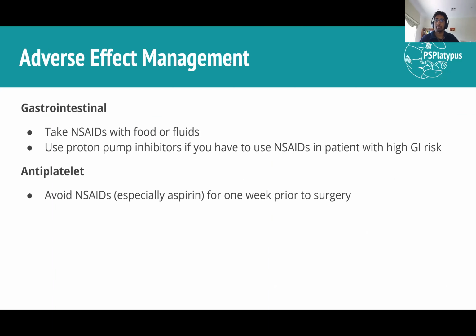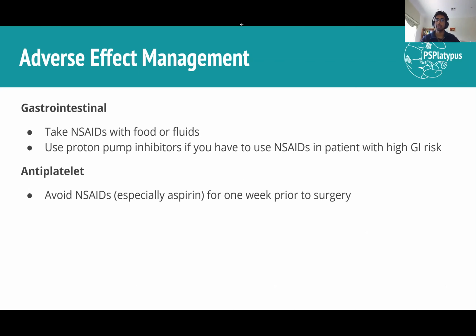Okay, so managing the adverse effects. So if they are all messing with the gastrointestinal tract, messing with platelet function, then we can take a few steps to overall reduce the risk. So in terms of the gastrointestinal effects, you take it with food or fluids because that helps prevent irritation of your gastrointestinal tract, your stomach lining and other parts of that system. So that's pretty typical, if anything.